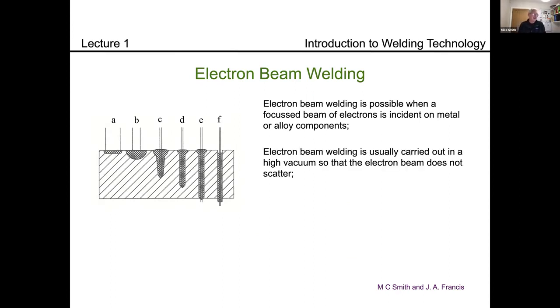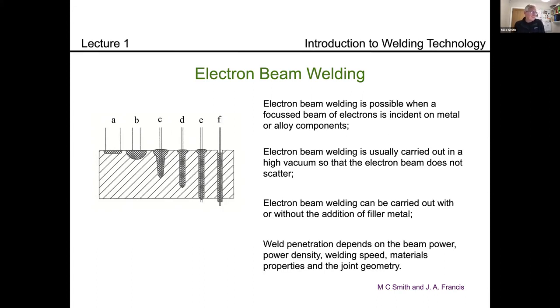Now, you usually carry out electron beam welding in a vacuum, a high vacuum, because if you didn't, the electron beam would scatter. You'd accelerate all your electrons and they'd start bouncing off nitrogen, oxygen and all the rest, carbon dioxide, in the air. And so rather than a nice, tight, straight, collimated beam, you'd have a big splurge. So electron beam welding is usually a high vacuum process. Now you can do it with or without filler metal.